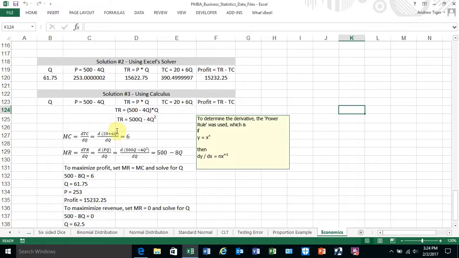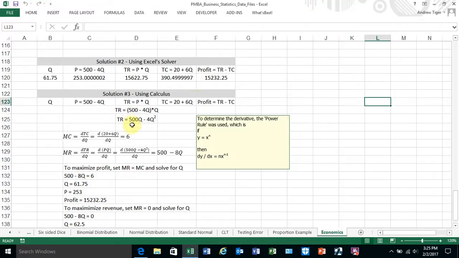So if this formula is my total cost, and I want to find the marginal cost, take the derivative of the total cost with respect to Q. The derivative of a constant is 0, and the derivative of 6Q is 6. It's Q raised to the 1, so you're going to put that 1 in front, so 6 times 1, and then Q to the 0, which is 1. That's where we get 6.